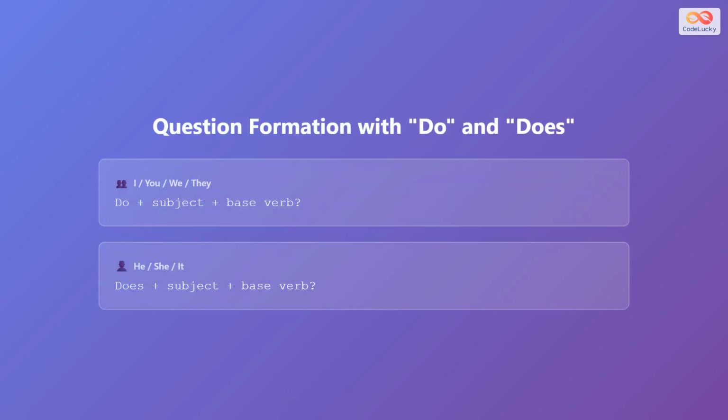To form questions in the simple present tense, we use two auxiliary verbs, do and does. Use do with the pronouns I, you, we, and they. The formula is do plus the subject plus the base verb. Use does with the pronouns he, she, and it. The formula is does plus the subject plus the base verb. Notice that the main verb always stays in its base form, never adding s or es.